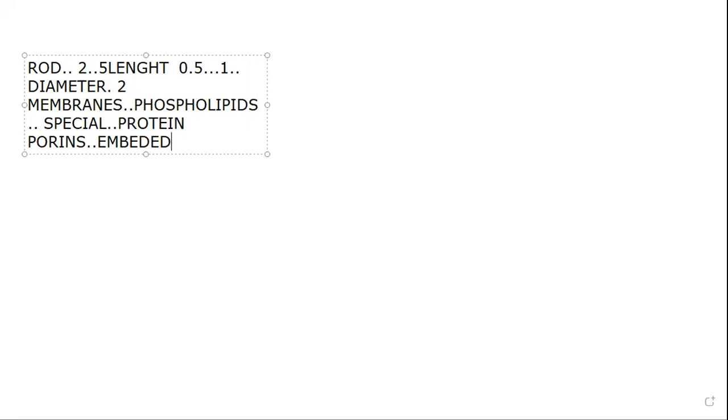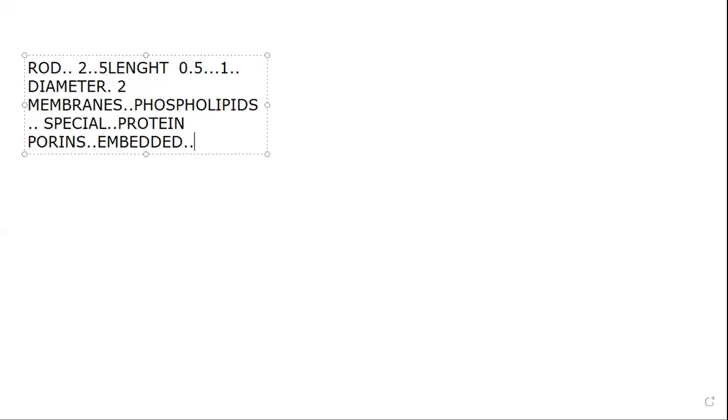They are embedded proteins. They are fixed inside the layers, present between the layers. And the function? Write it down. The function of the porin proteins is that they help to transport materials across the membrane.